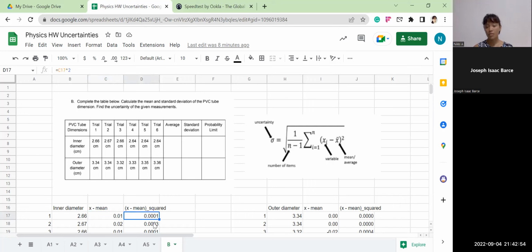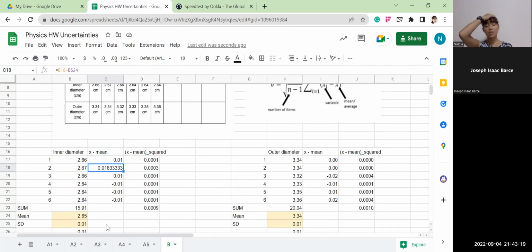0.0001, 0.0004, negative 0.4. Is it 0.004? Yes. Are you sure? Yes. Okay, Josh. So ito, for this example, dun sa number 2, di ba?